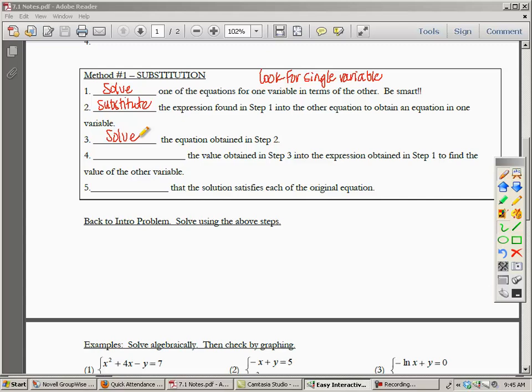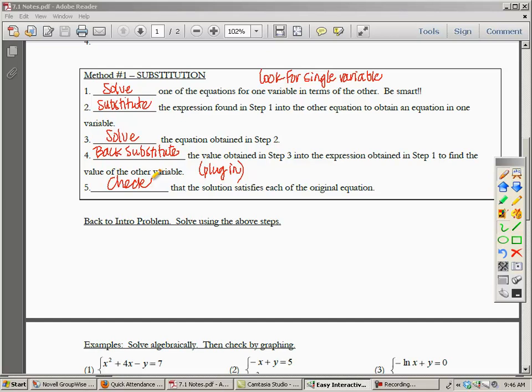And then I'm going to add a new word. We're going to do what we call back substitute. And we're going to back substitute, which really just means plug in. Okay, we're going to plug in our answer that we got on step 3 into the other equation to find the other variable. And always, no matter what you do, you should always check your answer.